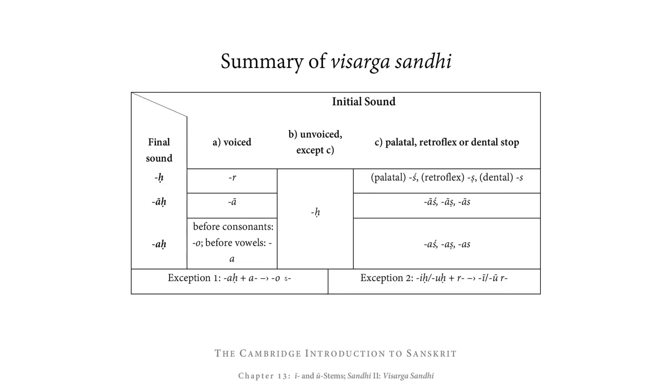Then coming to category B, in front of unvoiced sounds, it doesn't matter at all what vowel precedes the visarga. All visarga in front of unvoiced sounds just remains as visarga, except for the sounds in category C, namely palatal, retroflex, or dental unvoiced stops. And what happens there is that the visarga changes into a palatal, retroflex, or dental sibilant. So in front of a palatal unvoiced stop, the visarga changes into palatal ś. In front of a retroflex unvoiced stop, the visarga changes into retroflex ṣ. And in front of a dental unvoiced stop, the visarga changes into dental s. And again, that happens no matter which vowel precedes the visarga.